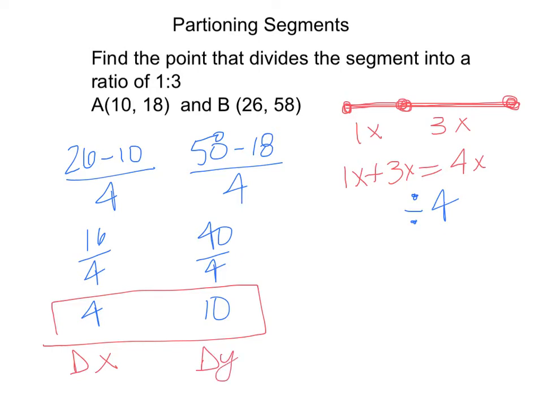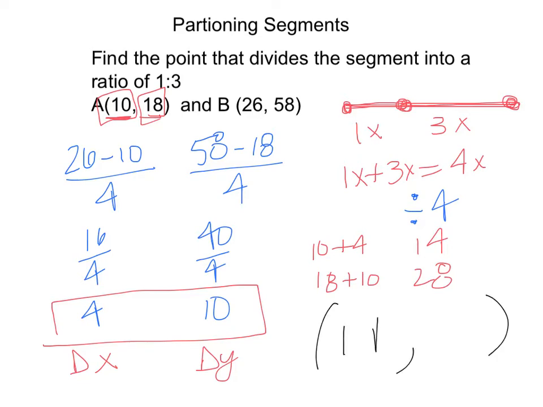So if we were to start at 10, which is this number 10, and we were to change by 4, I would wind up at 14. If I was to start at 18, and I would change by 10, I would wind up with 28. And my answer is the ordered pair (14, 28).